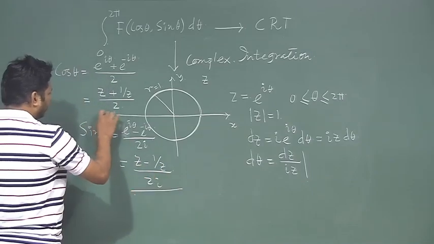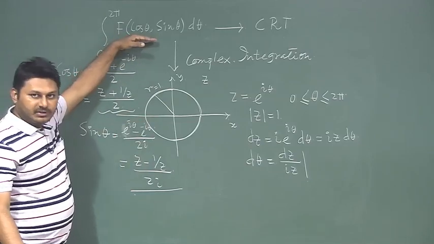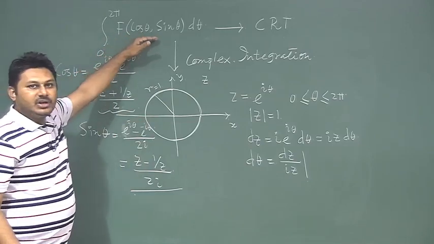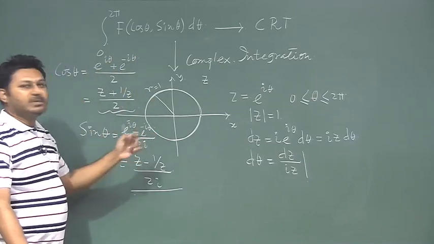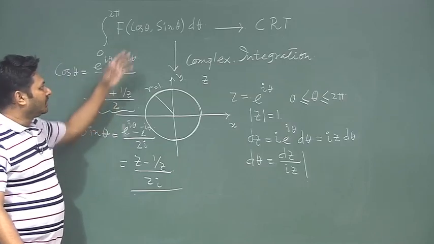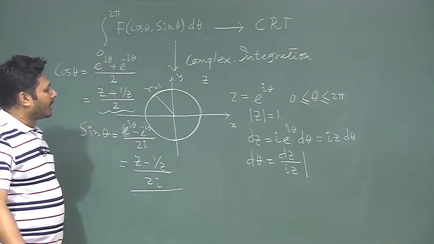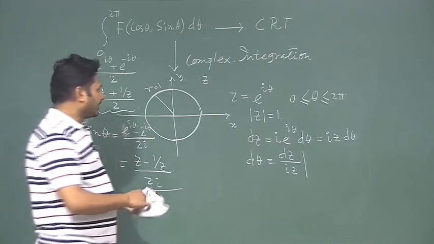So, with this transformation, I can change my entire function, whatever the function is given to me, into a function of the complex variable. So, this is the entire recipe we are going to use to evaluate these things. Now, let us take some example.